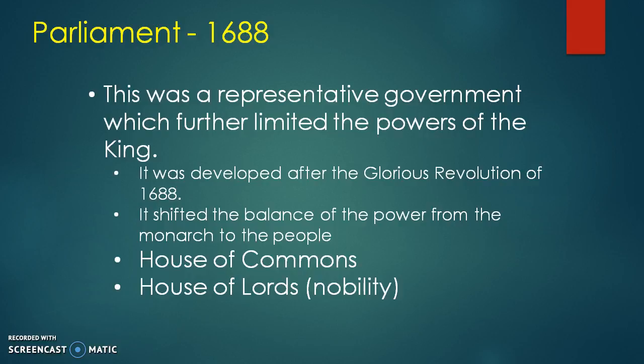Now on to Parliament, which was established in 1688. This was a representative form of government, which further limited the powers of the king. It was developed after the Glorious Revolution of 1688, and it shifted the balance of power away from the monarch and more to the people. So in Parliament, it's bicameral. They have two houses, the House of Commons and the House of Lords.